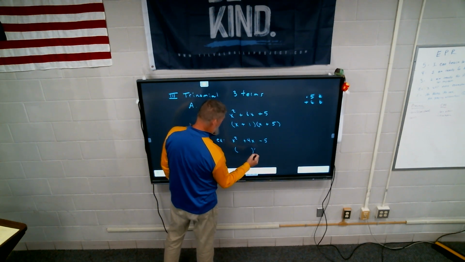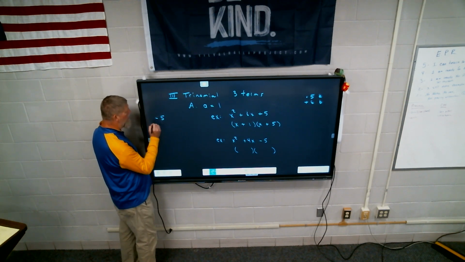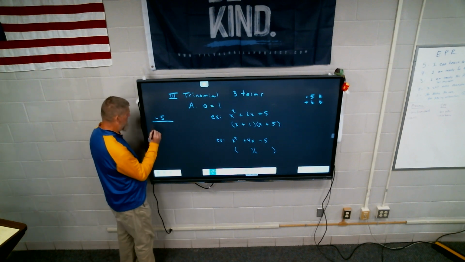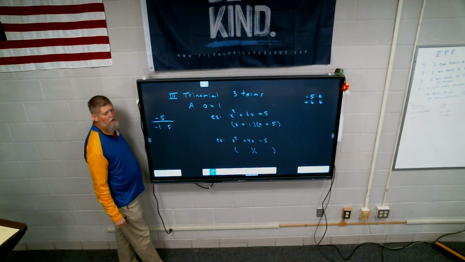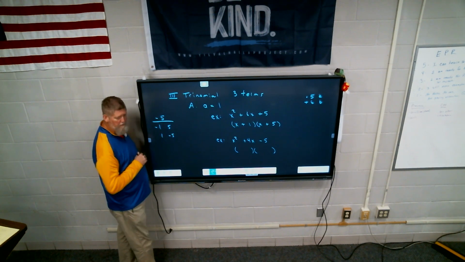So once again, kind of easy because negative 5 only has 2 possibilities, right? What things multiply to equal negative 5? Negative 1 and 5, or 1 and negative 5, back and forth.